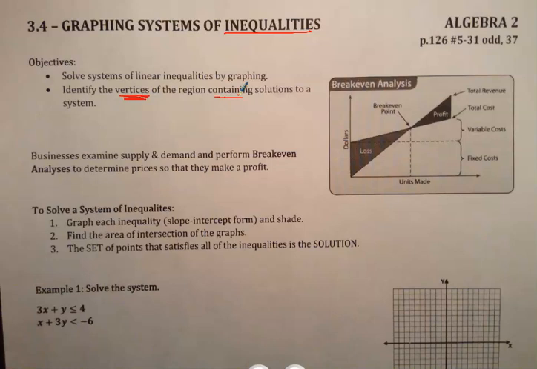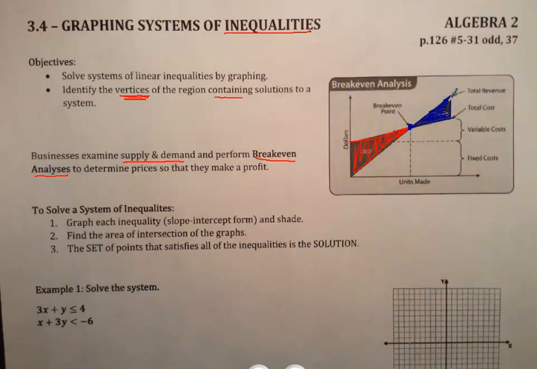Businesses examine supply and demand, and they perform what's called a break-even analysis to determine prices so that they make a profit. So they want a break-even point. That's what this graph is showing. All of this section here is loss. They're not going to make any money at that point. But then all of a sudden we have this break-even point, and everything in this region is profit. That's where we're making money.